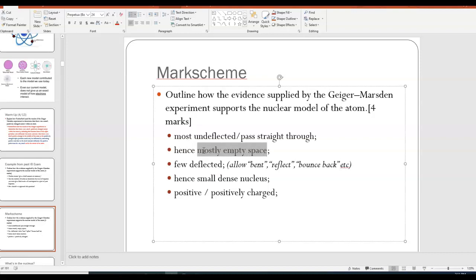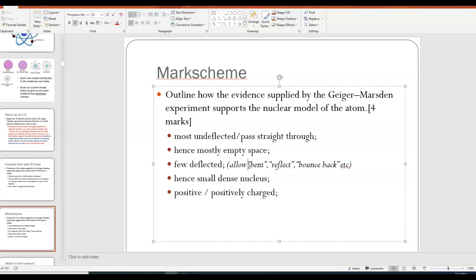We talked about that in the last video. A few were deflected. Now it says few deflected. Keep in mind, 99.9% of the alpha particles went through the gold foil without being deflected, so the vast majority were not deflected. A very few were deflected, which indicates a small, dense nucleus that was positively charged.